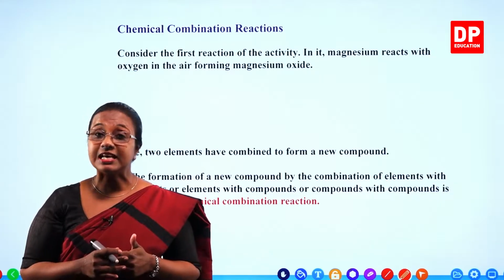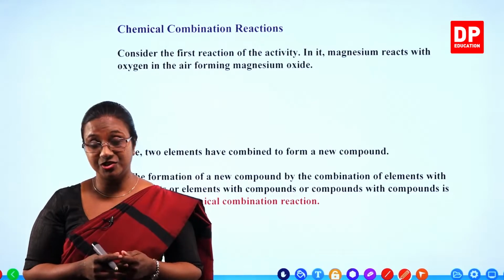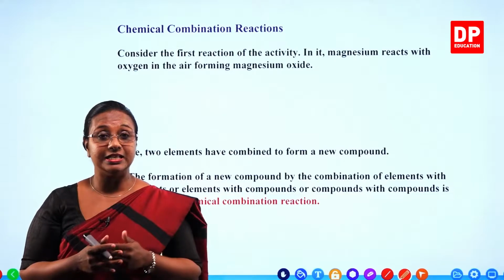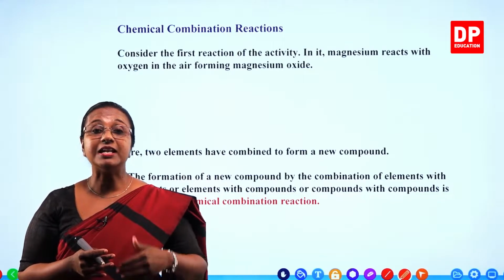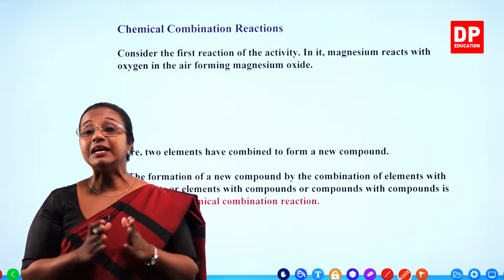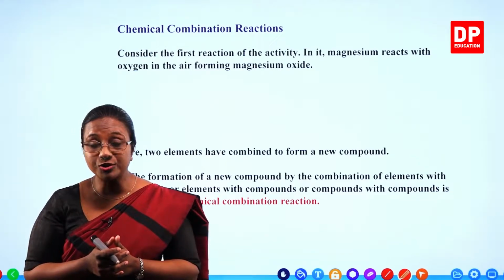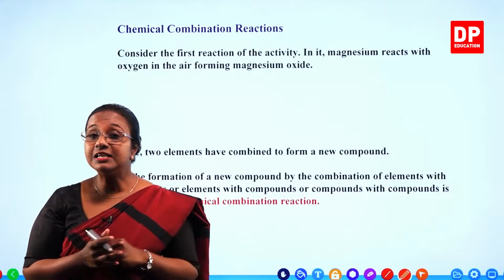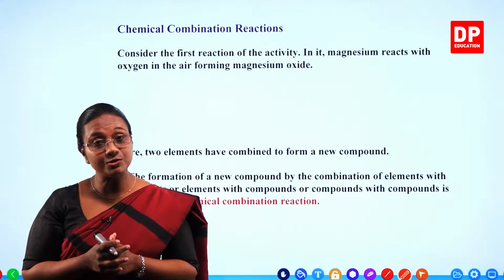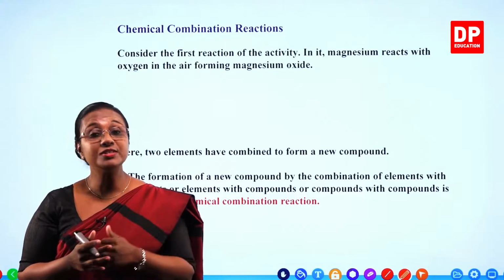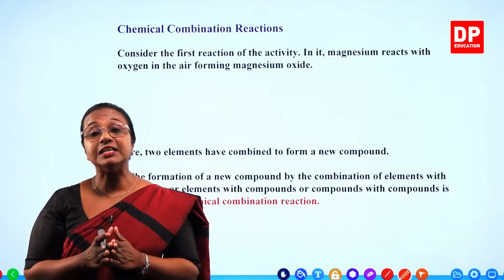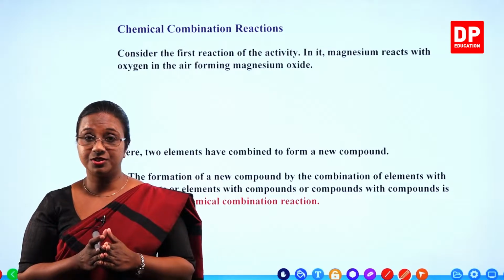Then we looked at the second type, chemical decomposition reaction. When you heat potassium permanganate, it decomposes to produce potassium manganate and manganese dioxide, evolving oxygen gas. Then the third type you all remember: magnesium reacting with dilute sulfuric acid, or zinc granules reacting with copper sulfate. That is the single displacement reaction.